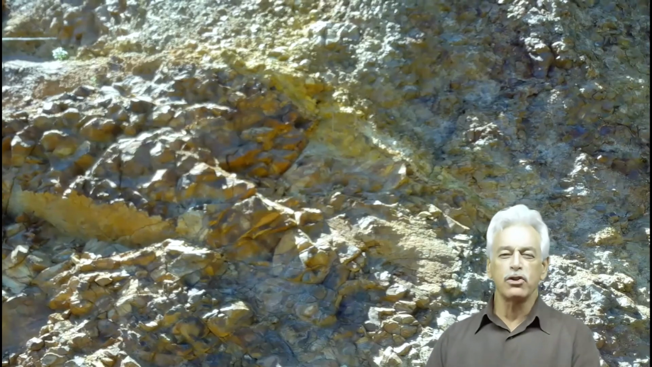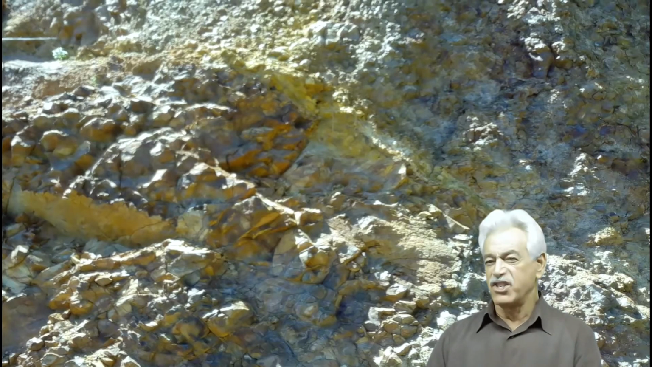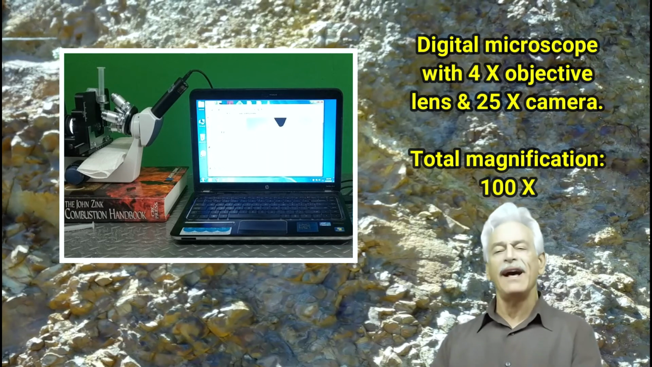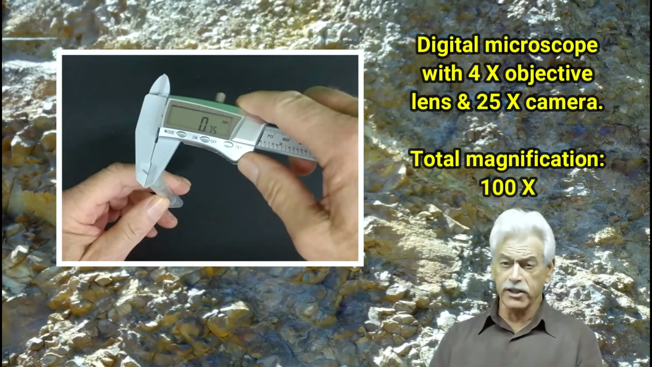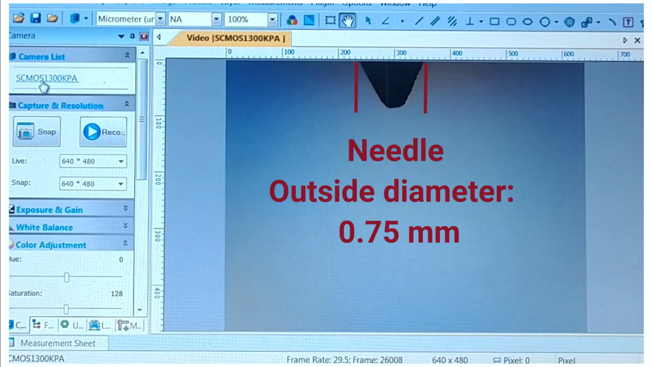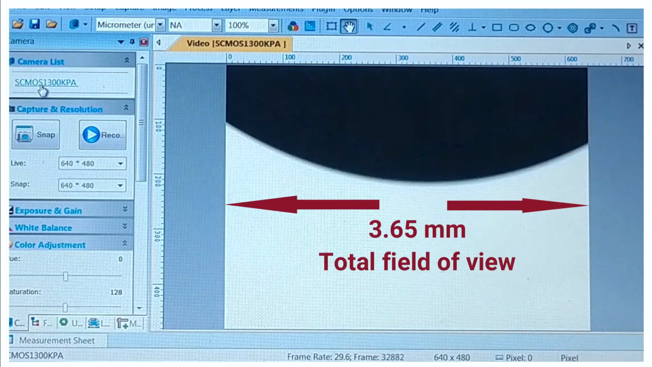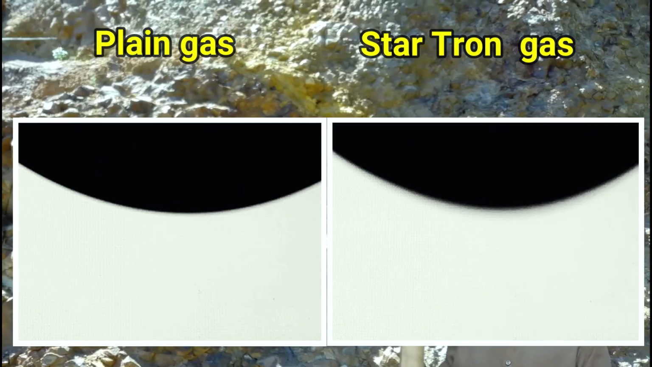I wanted to take a closer look at the change in drop shape. I set up a needle to dispense drops of gas in front of a digital microscope at 100 times magnification. I plugged in the 0.75 millimeter diameter of the needle to set up the software again. With a microscope at high magnification, the field of view is only 3.65 millimeters, so only the very bottoms of the drops can be seen. Now you can see the steeper curve from the bottom of the drop treated with Star Tron. This is a clear indicator that Star Tron lowered the surface tension.